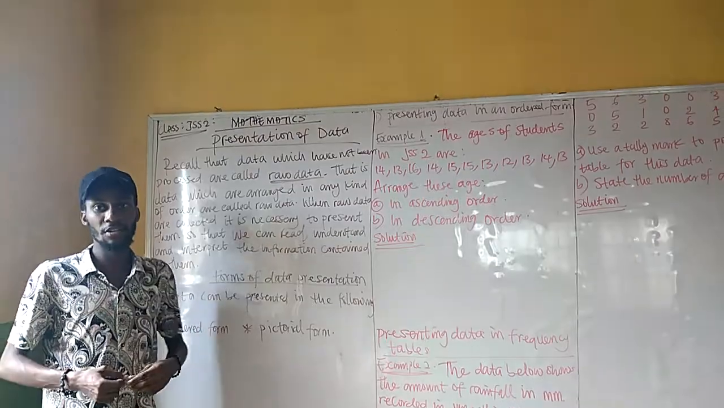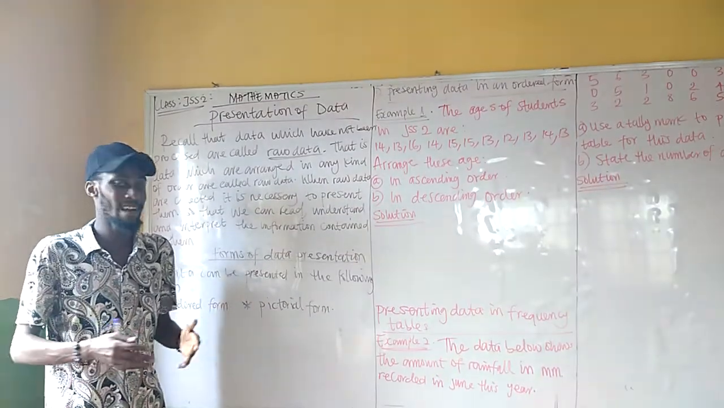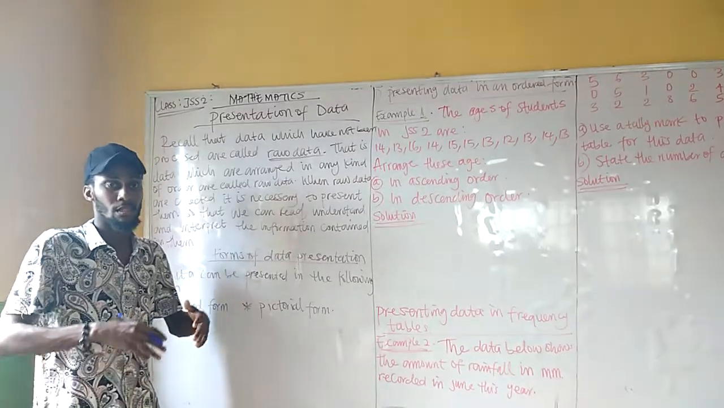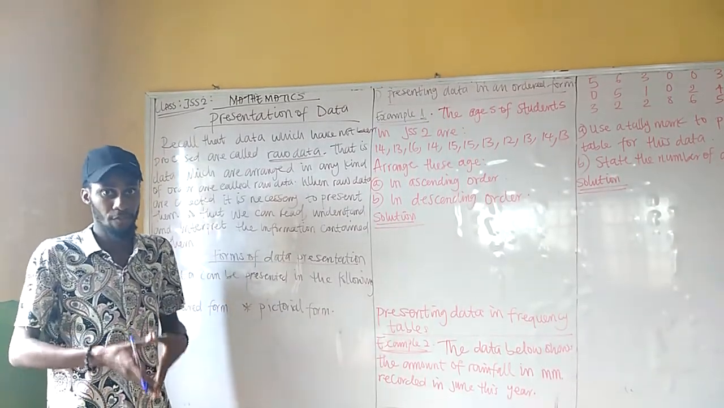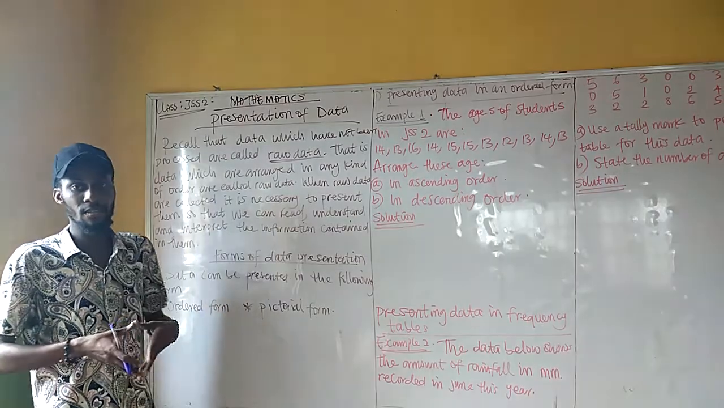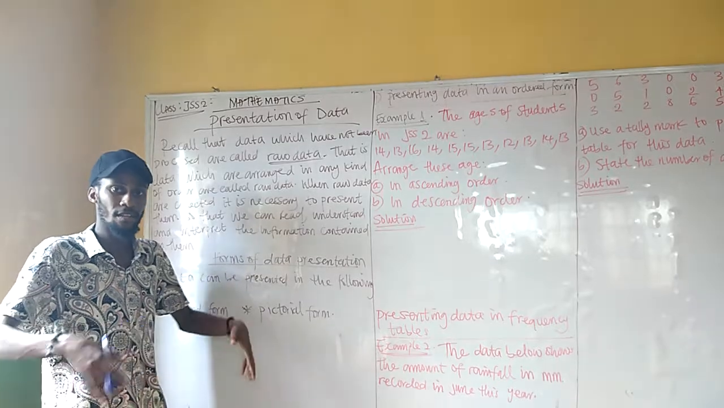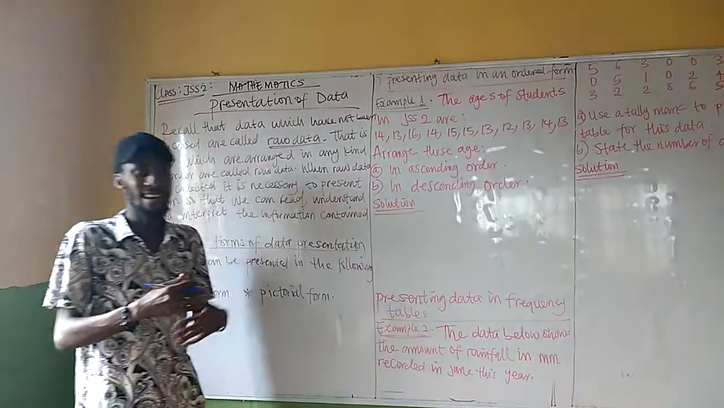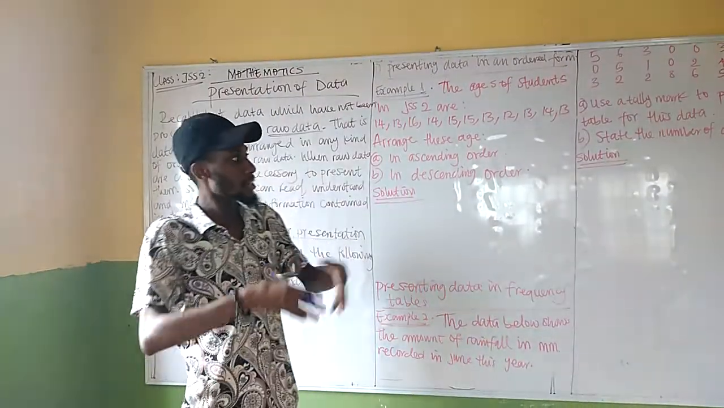So, what is data? Simply put, data can be defined as a characteristic or a piece of information, usually in numerical form, that is collected through observation. So data is what? A characteristic or piece of information, usually in numerical form, that is collected through what? Through observation.